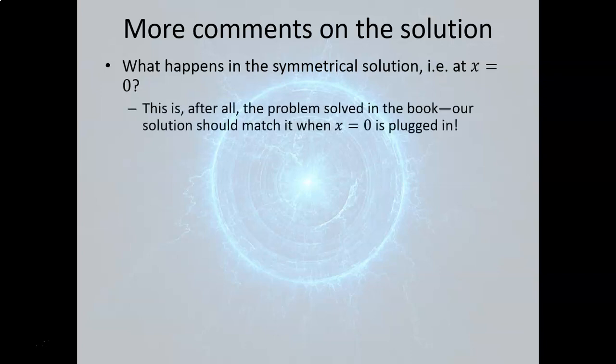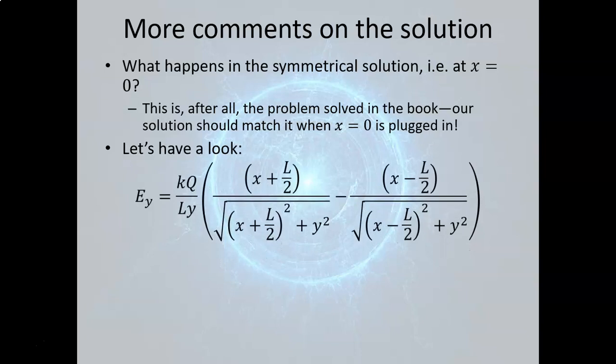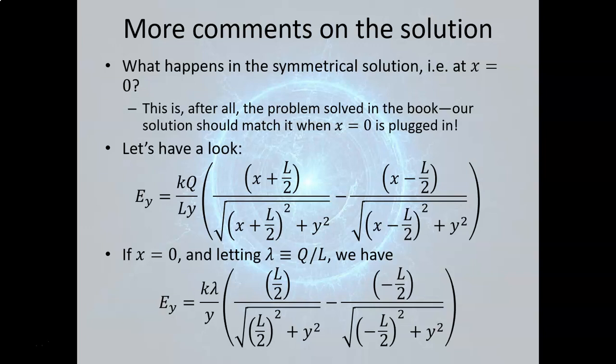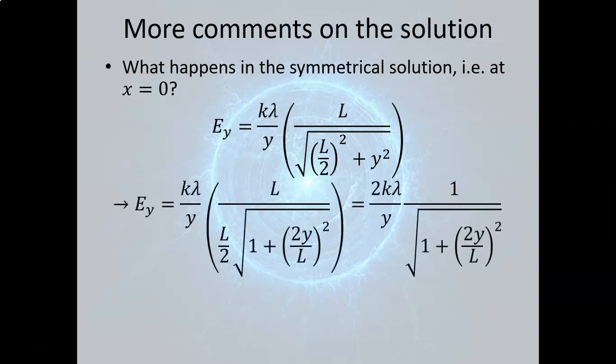Okay, and of course, as we mentioned before, when you plug in x equals 0, the x terms cancel, and all you're left with is the y term. What about the y component of the solution? Well, when you plug in x equals 0, the y component ends up simplifying, and you end up getting this scenario. Well, that's kind of interesting. After we factor out a suggestive term in our denominator, we get 2k lambda over y times 1 over the square root of 1 plus 2 over yl, or 2y over l squared.